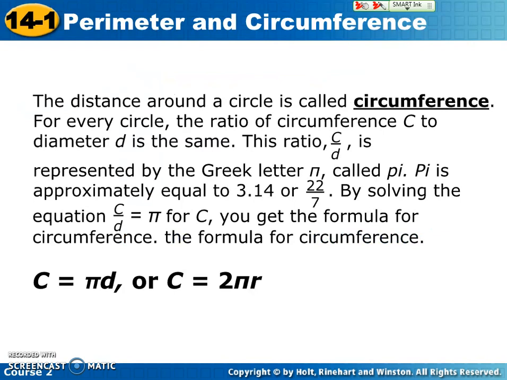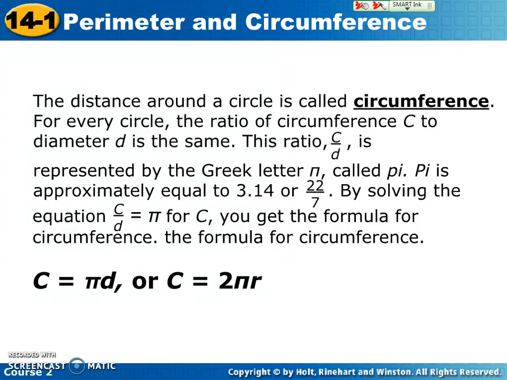All right. So you don't need to write any of this down, but let's take a look. The distance around the circle is called the circumference. With finding the circumference, you need to know the diameter. And we just took a test on diameter of a circle. So it's one side to another going through the middle.